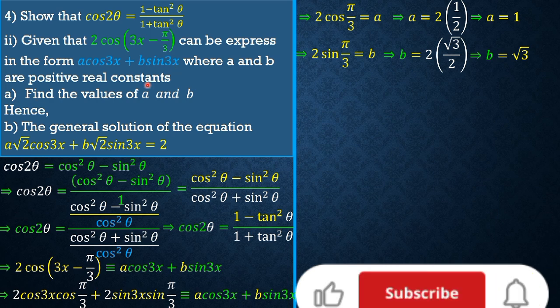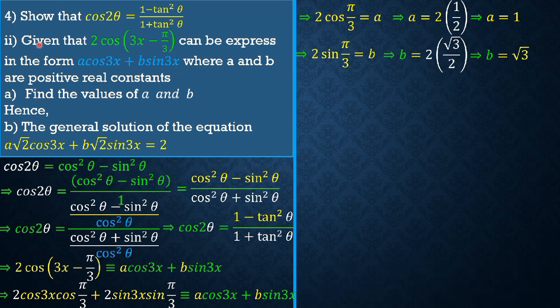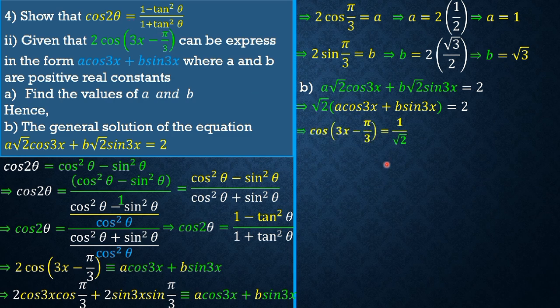The next part now wants us to find the general solution of the equation. Okay. Now, guys, that's the equation that we have. Let's start by factoring out root 2 from the equation. We're going to have root 2 into a cosine of 3x plus b sine 3x, which is equal to 2, right? But friends, what is a cos 3x plus b sine 3x? That is equal to 2 cosine of 3x minus pi over 3, right? Do you see that this 2 can cancel with this 2 here? And if we divide all by root 3, guys, we are therefore going to have just cos 3x minus pi over 3 being equal to 1 by root 3, right?